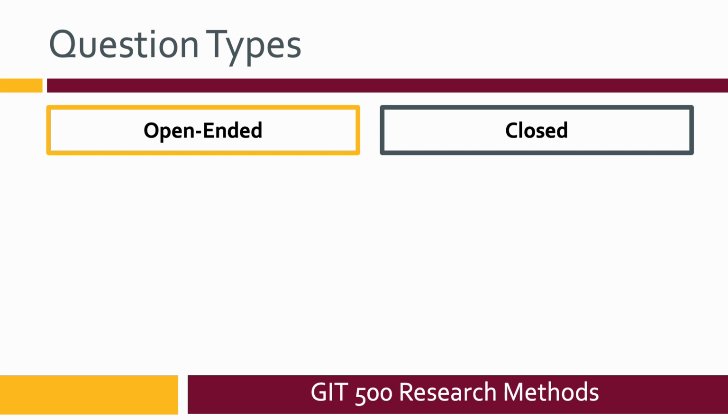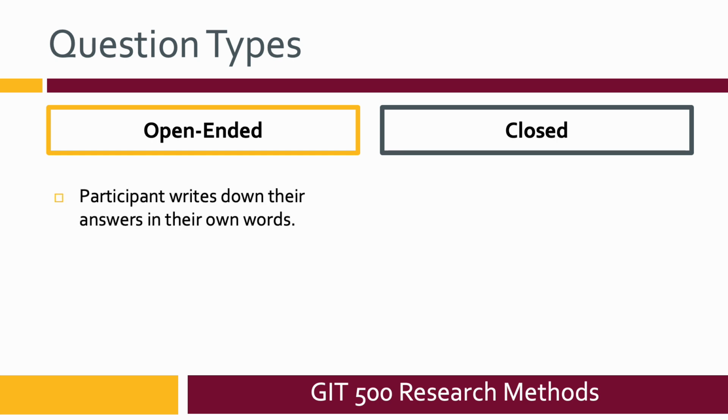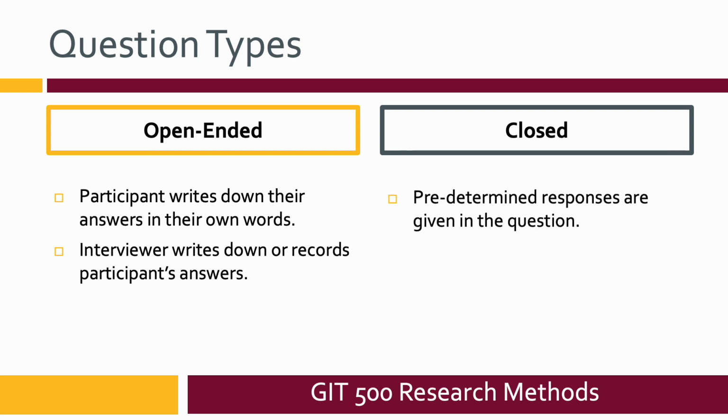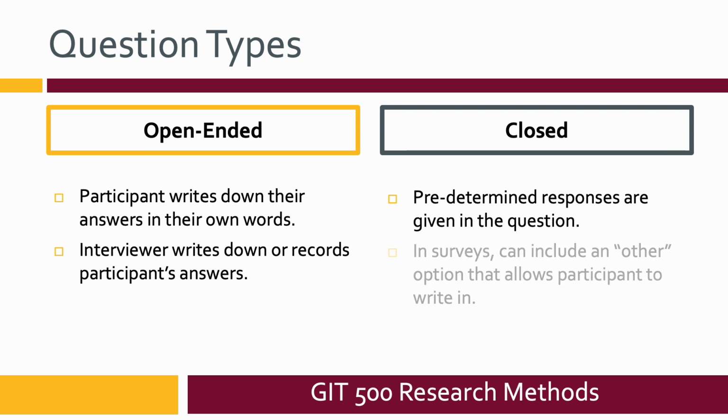We talked about this previously. There are basically two question types. There's open-ended and closed. Open-ended is where the participant can put down their own answers in their own words, or the interviewer writes down or records the participant's answers, depending on if it's an interview or if it's a survey. Closed is where there are predetermined responses given with the question, and that's what the participants have to choose from. In surveys, this can, and I always say should, include an other option that then allows participants to write in their answer.